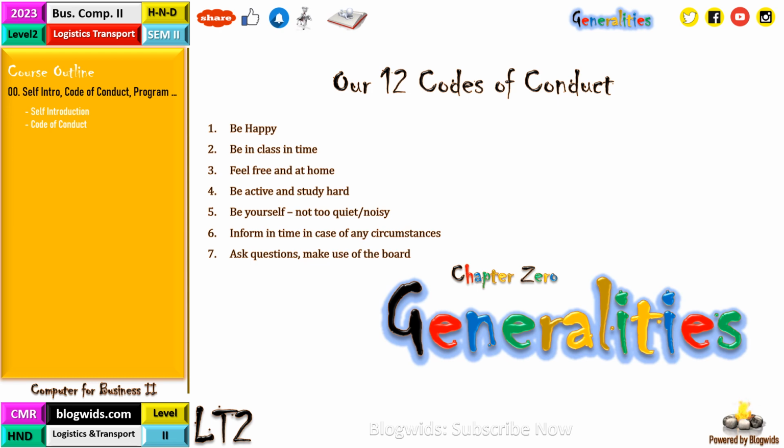Seven, ask questions and make use of the board. In my class, students make use of the board for illustrations, calculations, whatever. So make use of the board and ask your questions. I don't have issue with questions. Ask as many times as you can so that you understand. There is no need for me to teach and you go back without understanding.